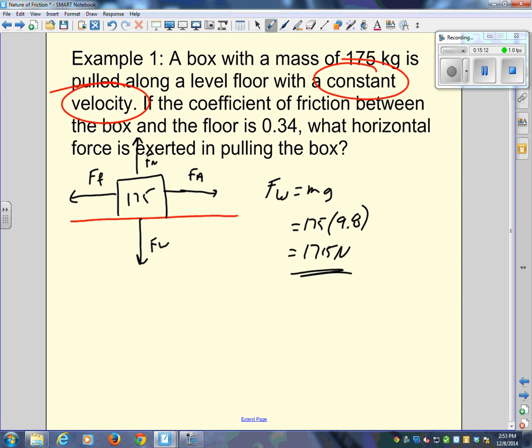Exactly. Because, is this thing accelerating vertically up and down? No, it's just sitting there. So this means that the normal force is 1,715. Right? Okay, guys, focus on this, okay? Seriously. Okay, now that I've got that, our new formula is mu equals FF over Fn.